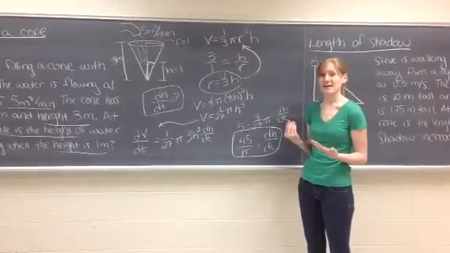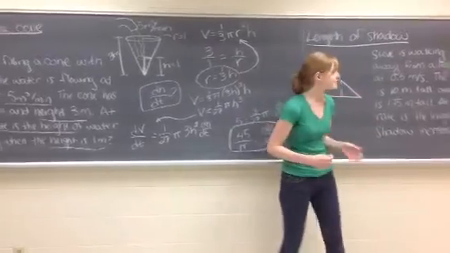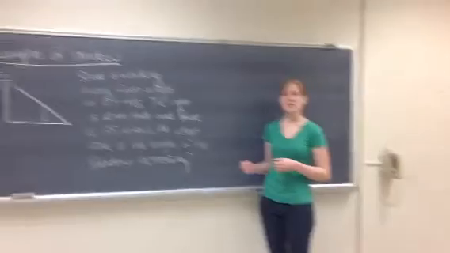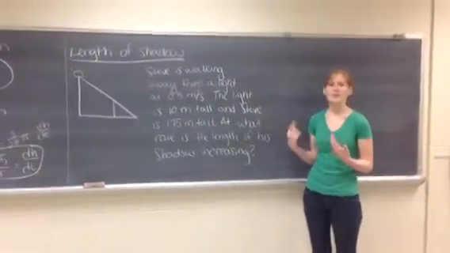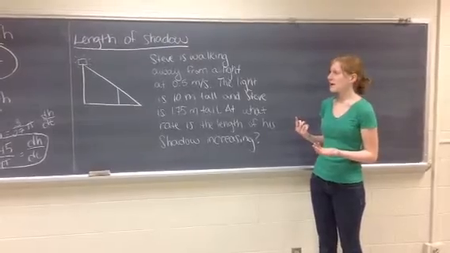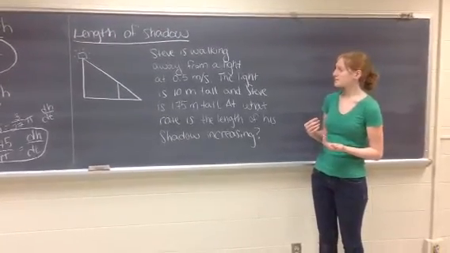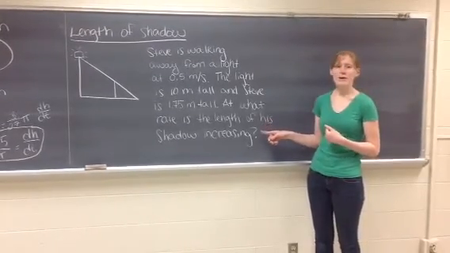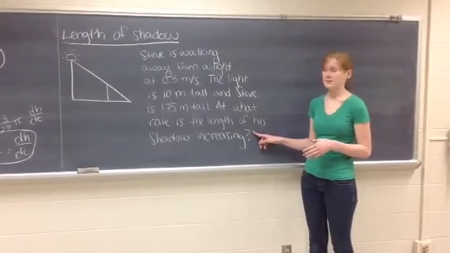So, we've just solved a related rates problem. Let's look at another example. Here, we're talking about the length of a shadow. So the story is that Steve is walking away from a 10-meter tall light at a rate of 0.5 meters per second. We know that Steve is 1.75 meters tall, and the question we're asking is, at what rate is the length of his shadow increasing?